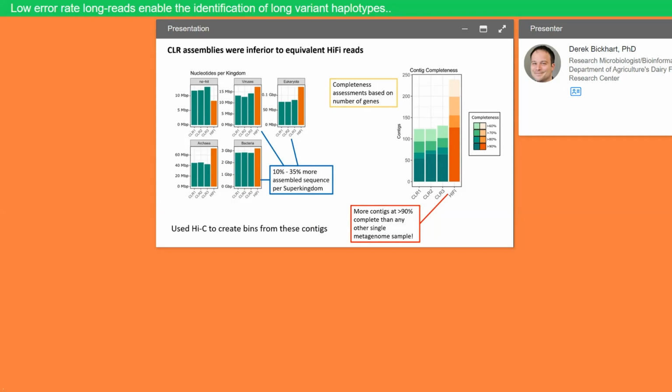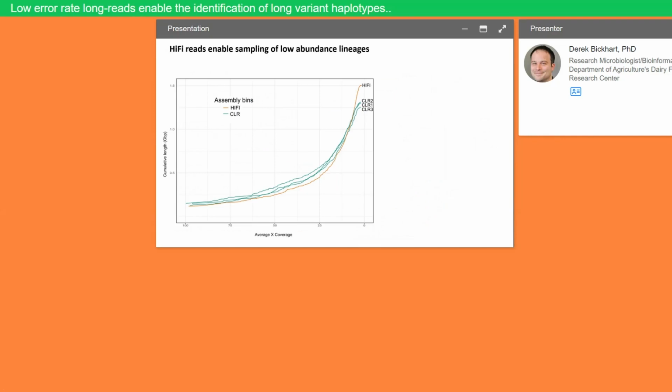So in order to improve this incredible foundation, we used Hi-C data to try to create a final set of bins or MAGs from these contigs. When we did so, we found a very interesting phenomenon. When we compared the average X coverage of short reads to each of our bins against the cumulative length of our assembly, we noticed a great discrepancy. You'd expect that as the assembly approaches the right-hand side of this graph, it would actually increase in length. And the lower ends of the graph would indicate that less abundant lineages are being assembled. And this was the case for the HiFi assembly.